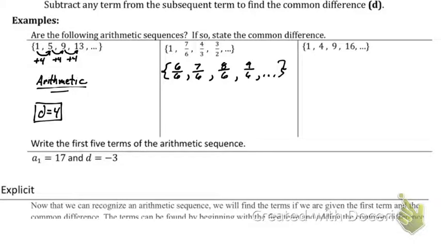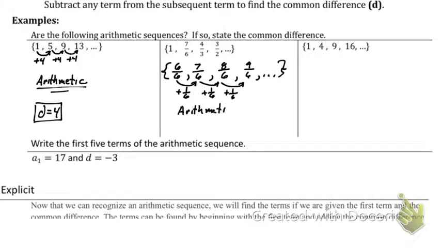This really preps us for Monday more than today, but we're going to have a common difference. To get from 6 over 6 to 7 over 6, you are adding 1 over 6. Here we are adding 1 over 6. Here we are adding 1 over 6. It is arithmetic.